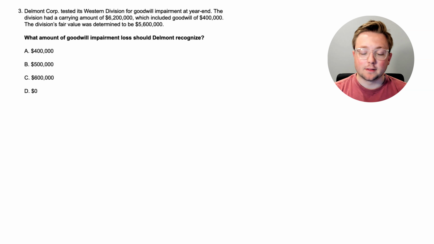All right, here we are at question 3. What amount of goodwill impairment loss should Delmont recognize? Okay, let's go to the top. Delmont Corp tested its Western division for goodwill impairment at year end. The division had a carrying amount of $6,200,000, which included goodwill of $400,000. The division's fair value was determined to be $5,600,000. So again, what amount of goodwill impairment loss should Delmont recognize?